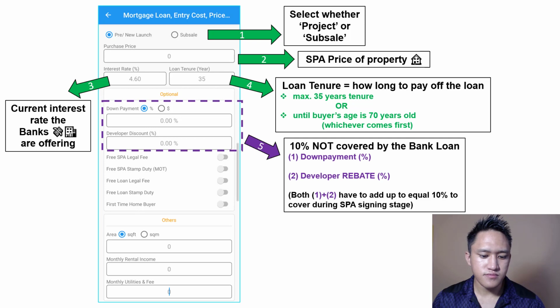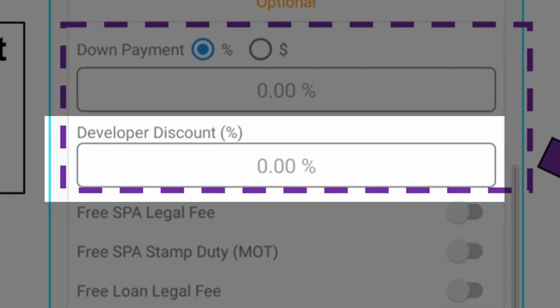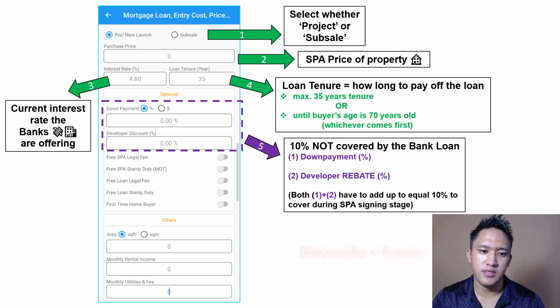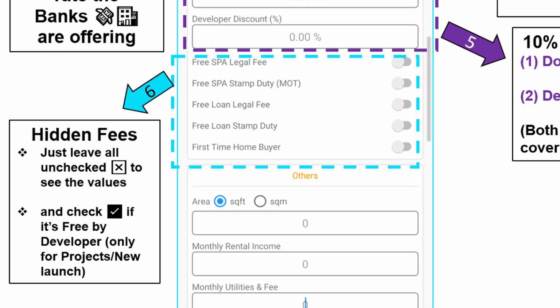Okay, for this one, now remember that the banks cover 90% of the house value. Now for the other 10%, you put into this column, which is the down payment column and also the developer rebate. Now it says over here developer discount in the app, but it's actually rebate. Discounts and rebates, they're not the same thing, trust me. So both the down payment and the developer rebate columns here, they have to add up to equal to 10% to cover during the SPA signing stage.